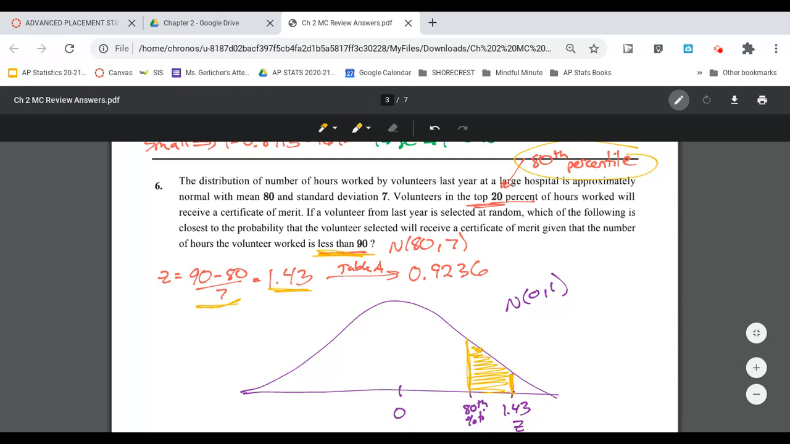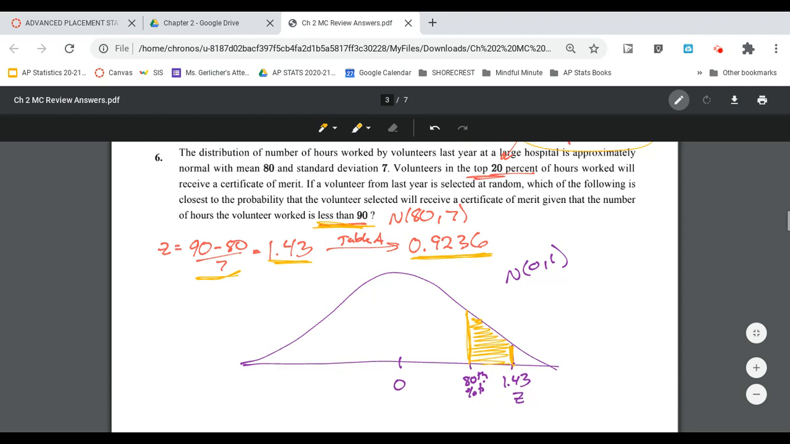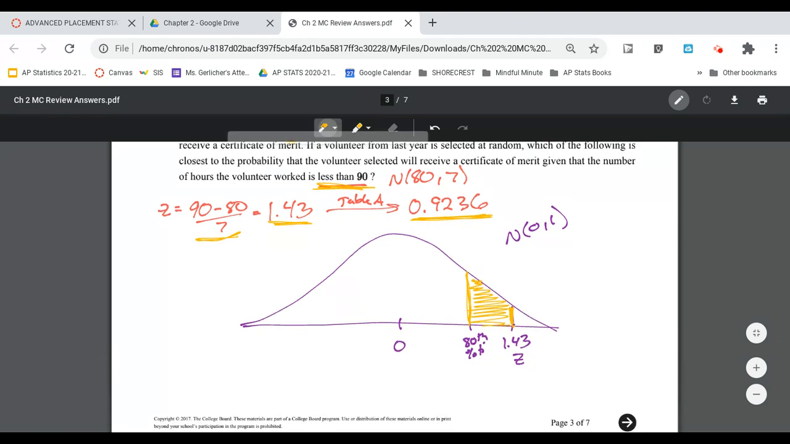So I turned 1.43 into a percentage. So it's going to end up being, do I have room down here? Yeah, I'll do it in a better color. Easier to see. 0.9236, which is right here. Maybe I'll even label it 92.36 percentile right here. So 0.9236 minus 0.8 for 80, and I get 0.1236.